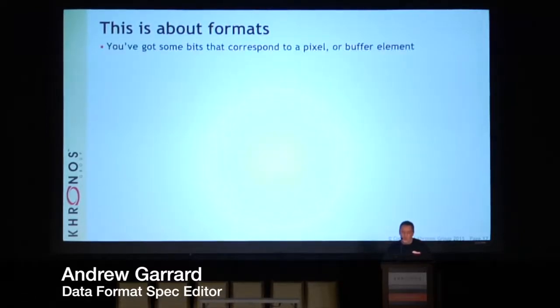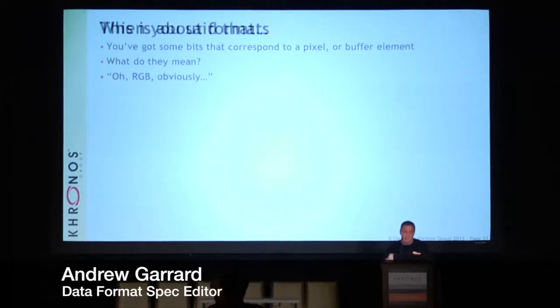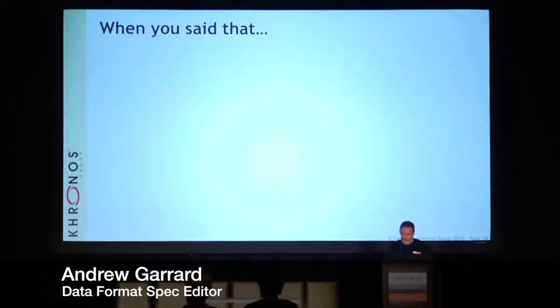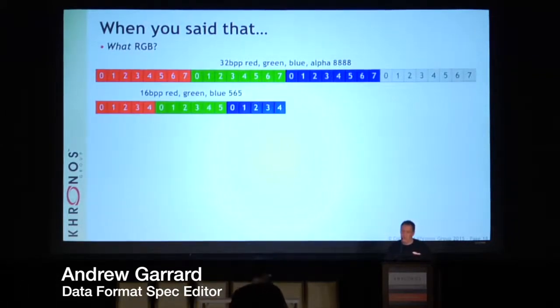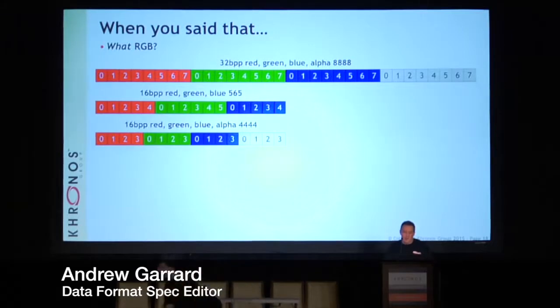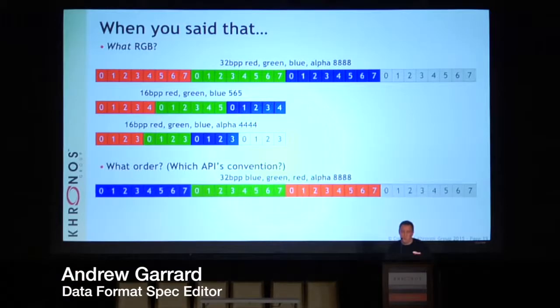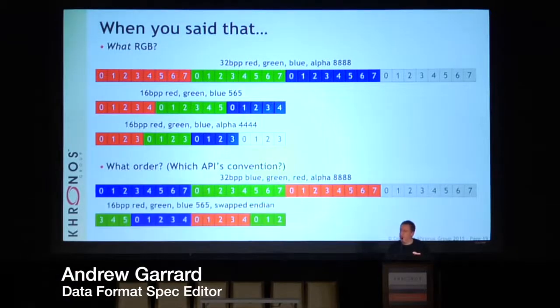So this is about formats, and formats are a fairly common thing for people to worry about. You've got some bits that correspond to some data in memory, and you're doing something with them, and you want to know what they mean. And so you say, oh, they're RGB, obviously. And when you said RGB, did you mean that kind of RGB, or did you mean that kind of RGB, or did you mean that kind of RGB? Or which order were they in? Because you picked the obvious order, which could be that order, or it could be that order.